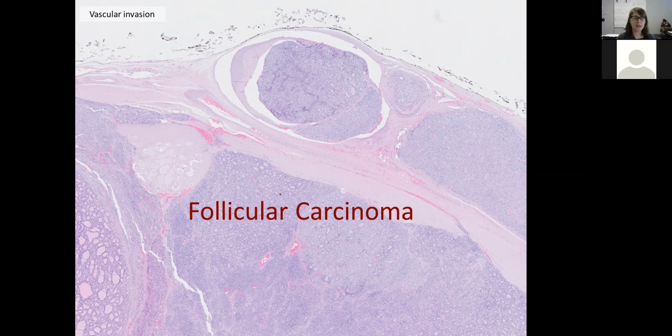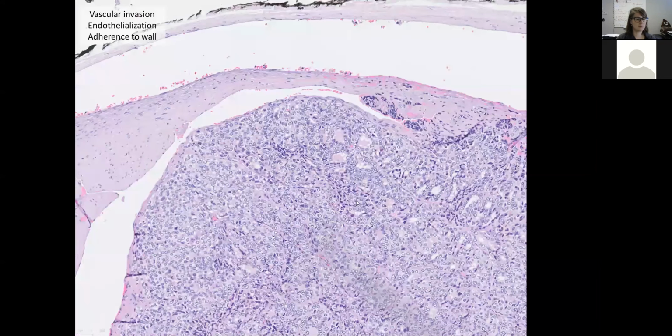So follicular neoplasm could imply either of these diagnoses, hence essentially the need for resection for definitive diagnosis. Here's a closer example of that vascular invasion, where you have endothelialization of a tumor thrombus and adherence to the wall, perhaps with fibrin thrombi. This is true endothelial disruption, true vascular invasion.